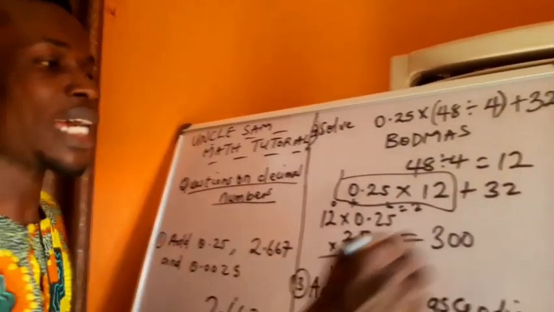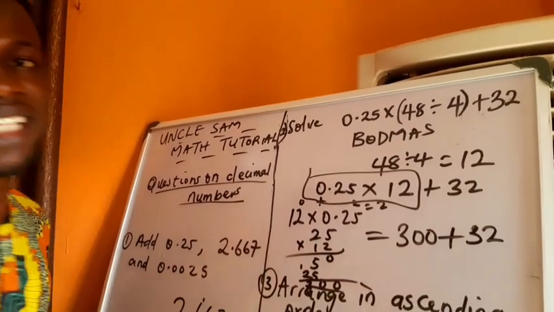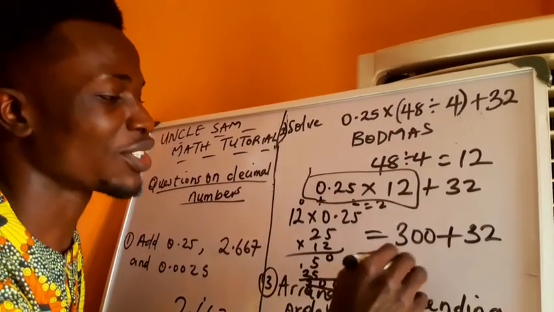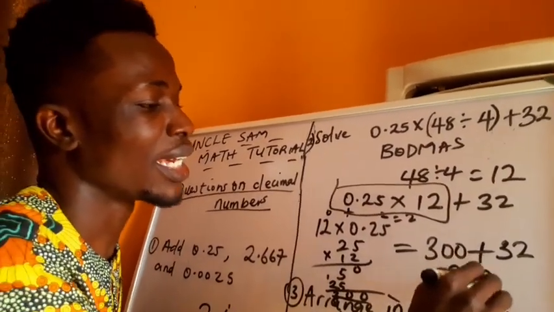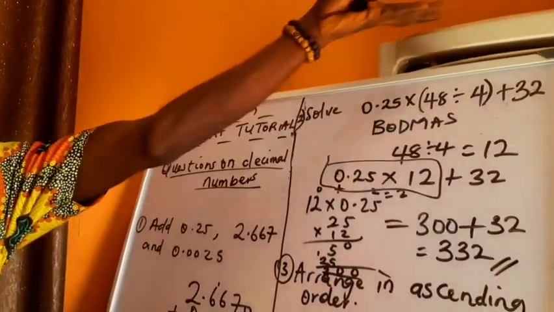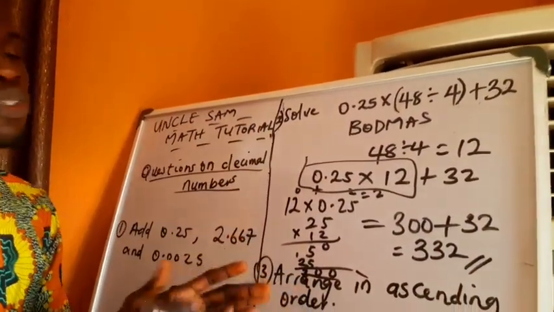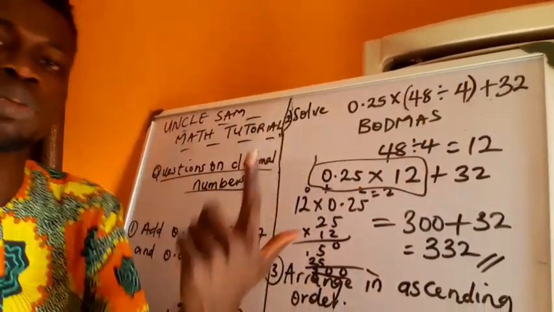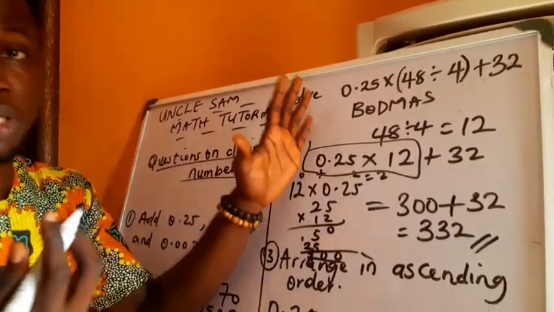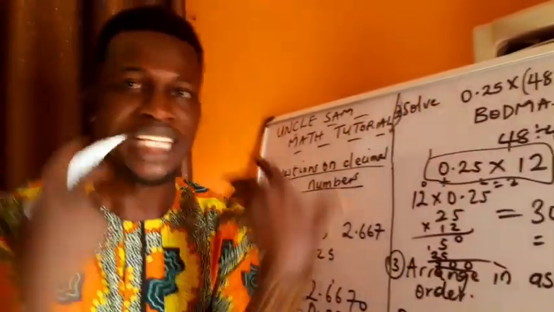So my answer for this is 300. Now I'm going to add it to what is remaining here because that's the last sign. 300 plus 32 is going to give me 332. So that's it. That's how you solve this kind of question. You follow this BODMAS rule. I'll be doing more videos to explain about this BODMAS. So this is just to get us started.